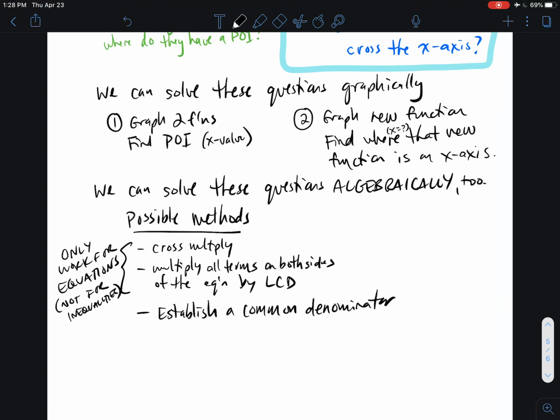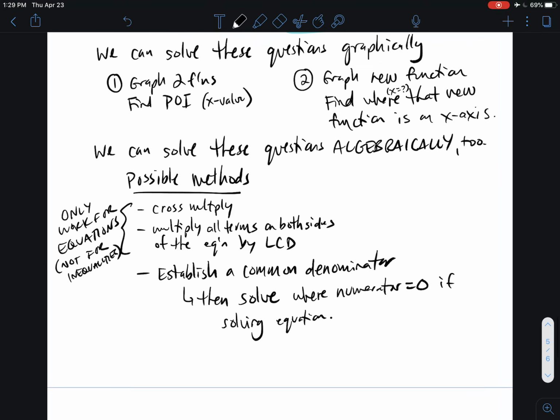Okay? So once you've established a common denominator, then you can solve. And ultimately, when you have an equation, you really only need to look at where the numerator is equal to 0. For inequalities, that will be different. But for an equation, you can just say you can solve where the numerator is 0, if solving an equation. So you don't have to really worry about the denominator.